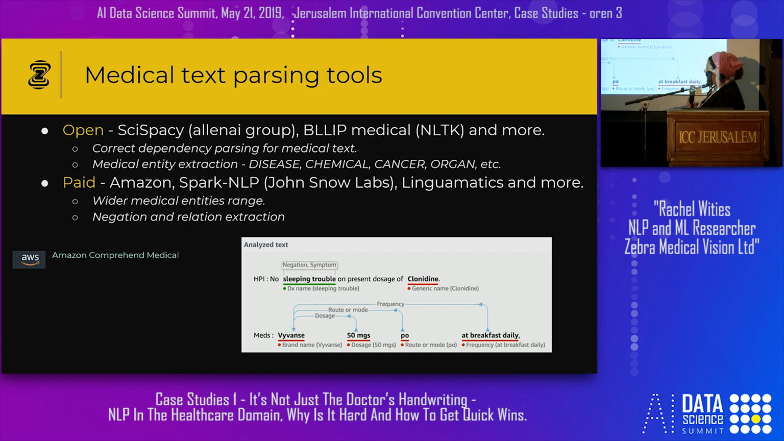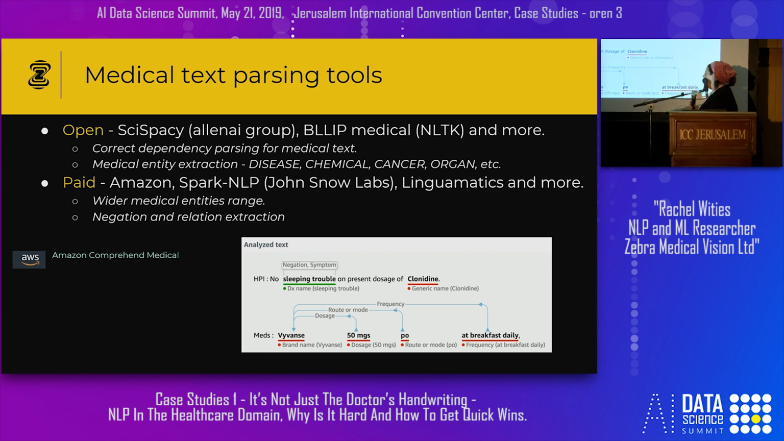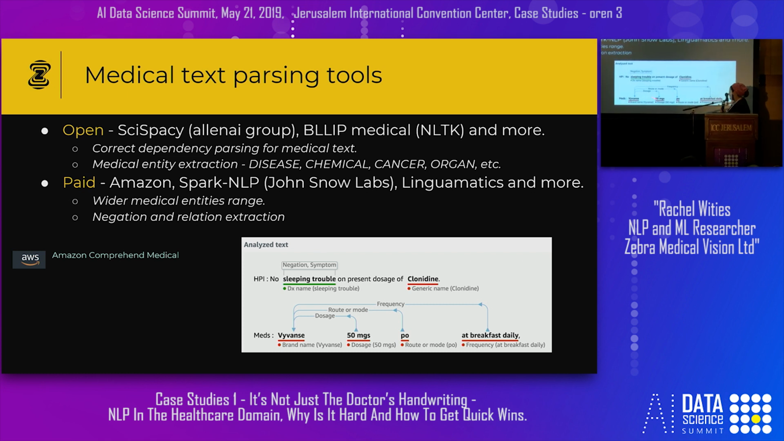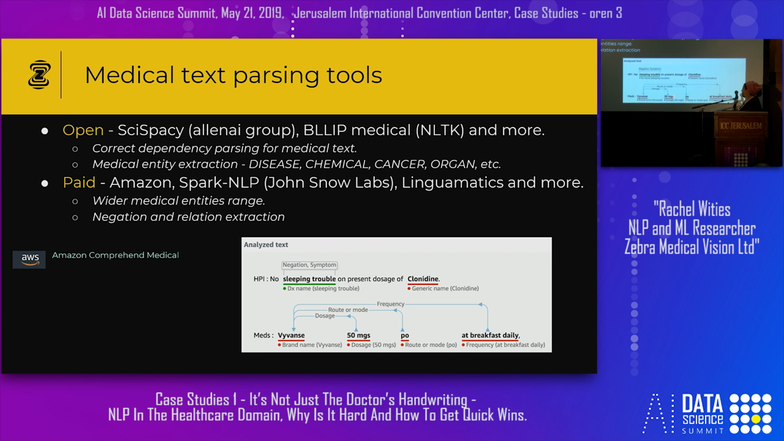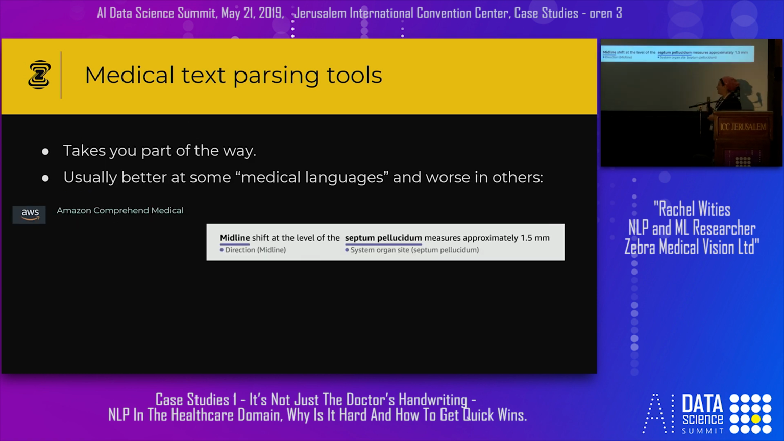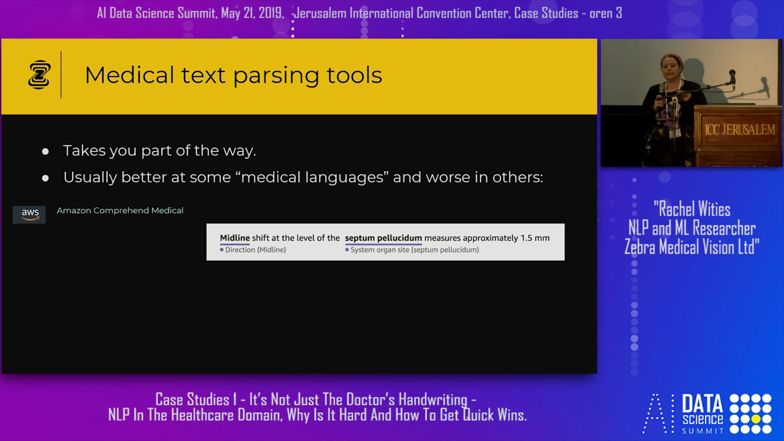You can see here, they can do negation. They can tell you that this symptom here is actually negated. And they can do relation extraction. They can tell you that 50 milligrams in relation to the medicine Vyonez is dosage. Okay, so this looks very, very good, but we need to remember that it only takes us part of the way.